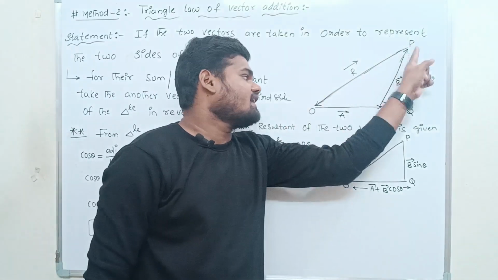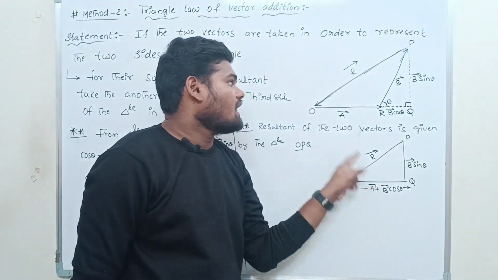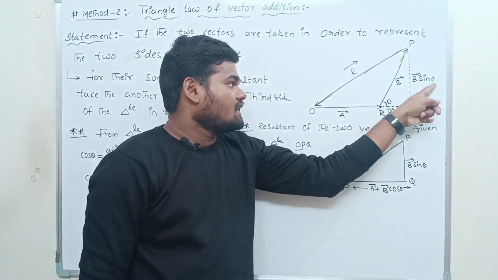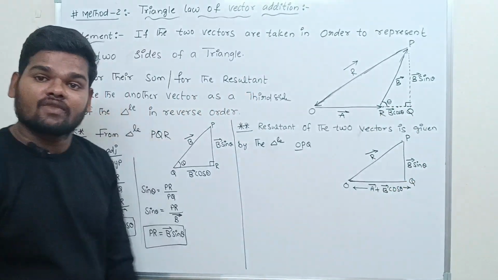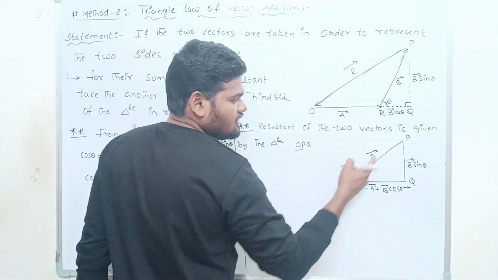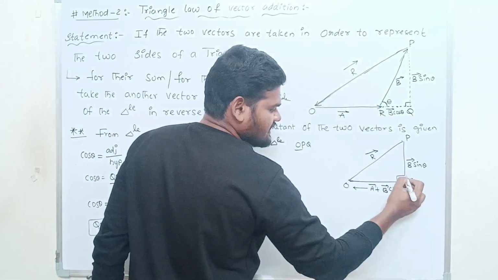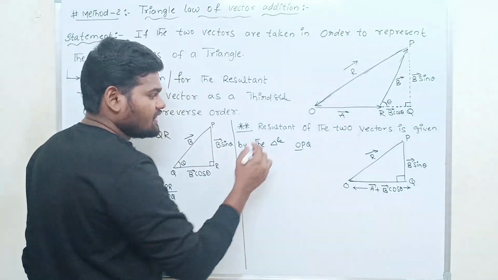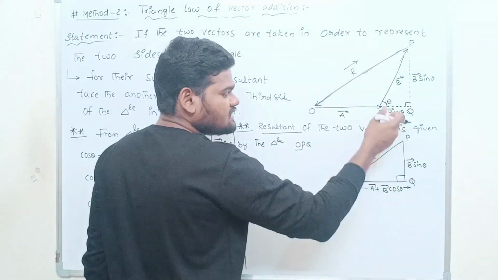Just take the big triangle OPQ. R bar is the hypotenuse, A bar plus B bar cos theta is the total length of the base of the triangle, and this side is B bar sin theta. Now it is a right angle triangle. What we have to find is the resultant of these two vectors.